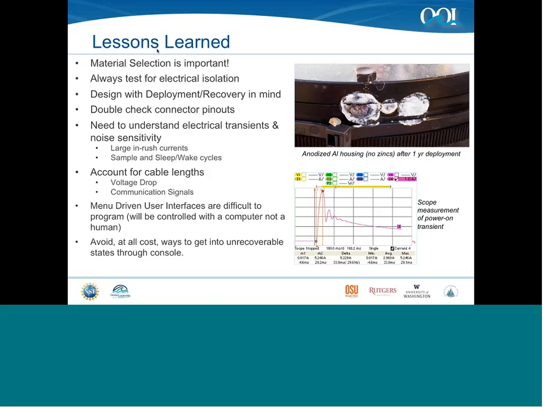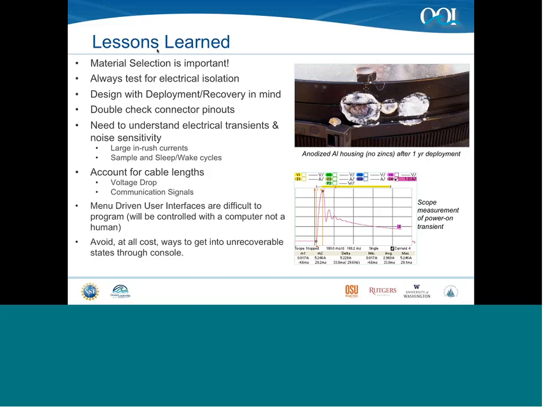Cable length is another important thing to understand. Communication signals and voltages change as cables get longer: the voltage drops, and communication signals drop out if they're on too long of a cable. In terms of interfacing and commanding and controlling instruments, menu-driven user interfaces can be very difficult when we're trying to automate a process. If you want a system to take a sample once an hour, and you have to go through a menu-driven process to do that, then somebody's going to be awake 24 hours a day.